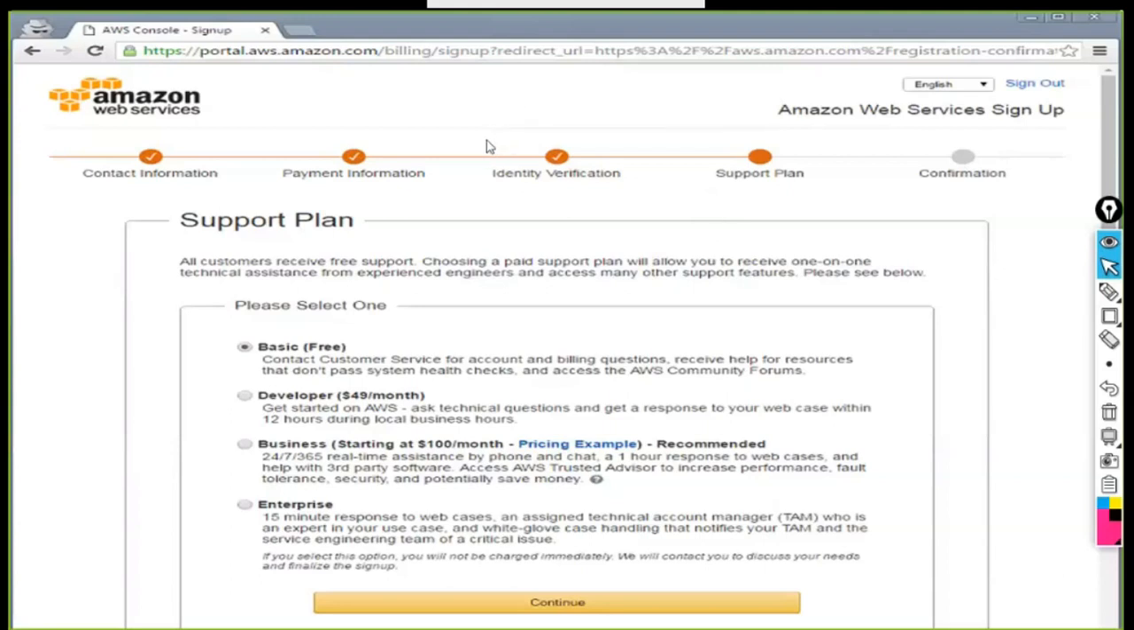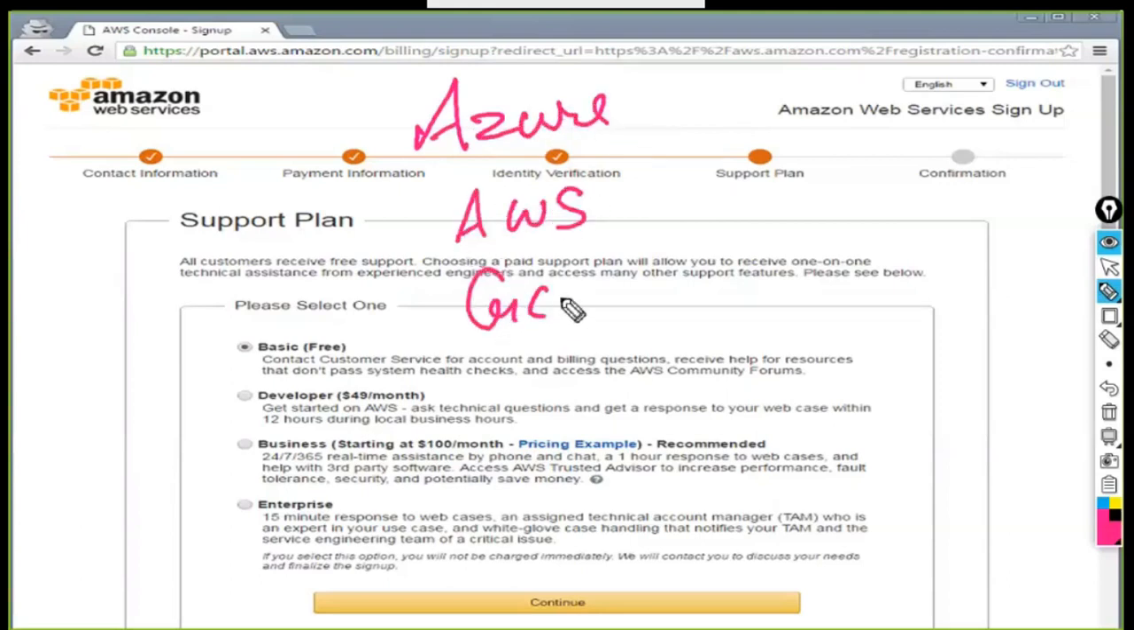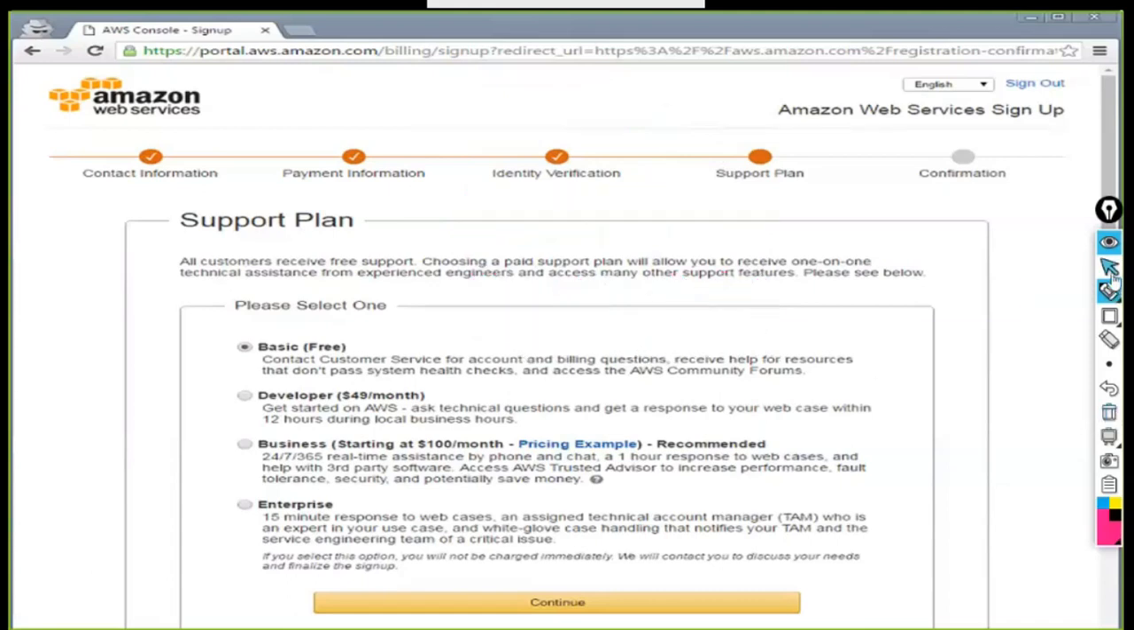It doesn't mean only for AWS. You go for Azure, you go for AWS, you go for GCP. I think GCP and AWS are providing 1 year. I'm not sure about Azure, I think it's 3 months or 6 months. But AWS and GCP give you 1 full year of free tier. And if you cross the limit, then obviously they will keep charging. So any other questions, please let me know.